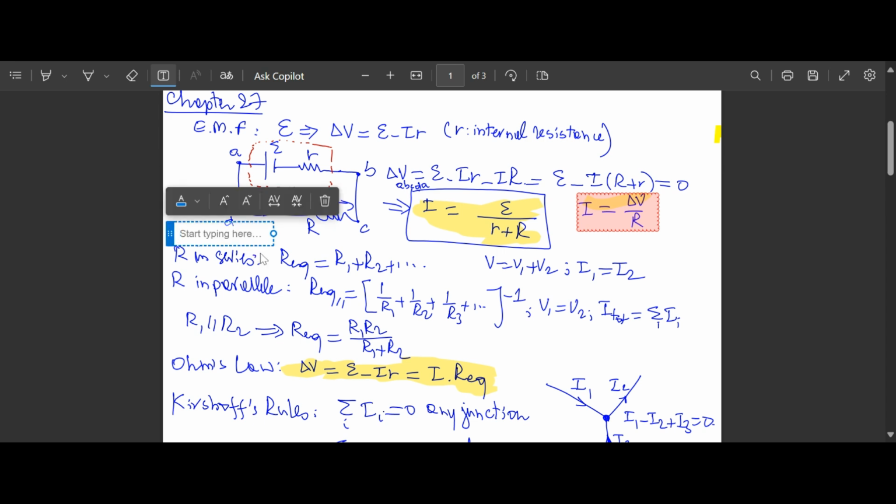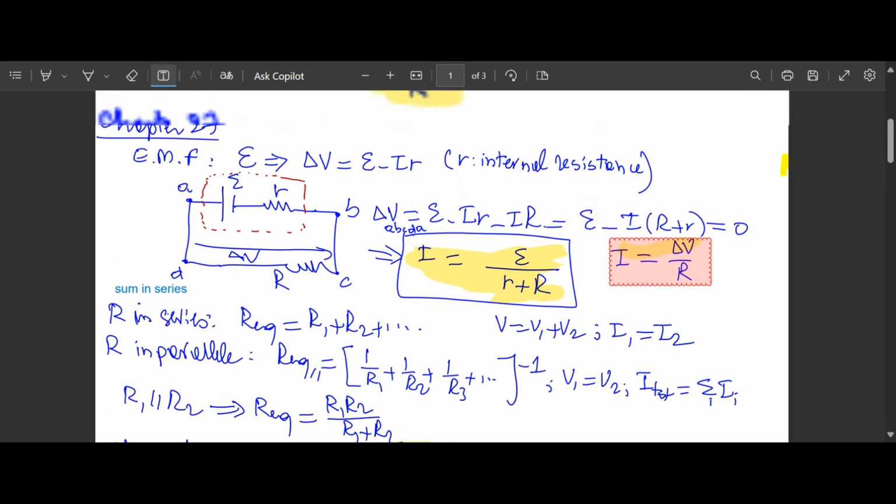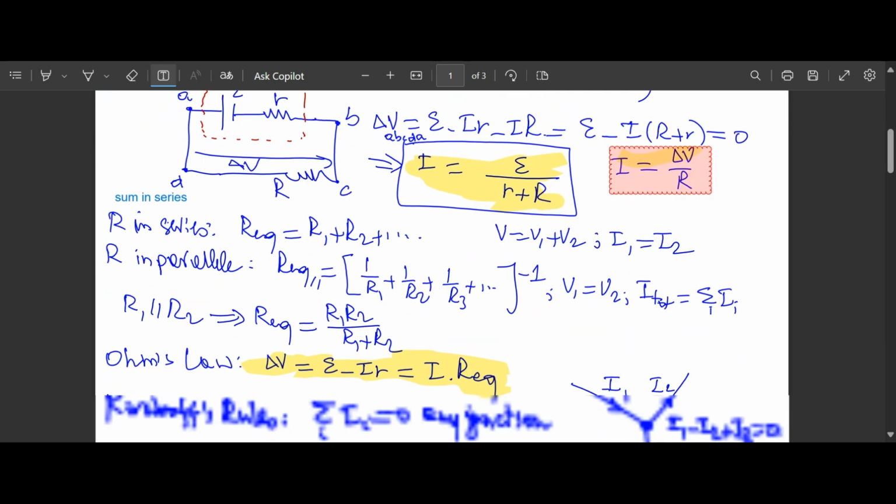Is it E minus or plus? What is the minus or plus? Everything is clear here. Delta V is equal to E minus Ir. Delta V is equal to E minus Ir. And everything is clear. What is your question? It's clear, right? It is minus: E minus Ir.